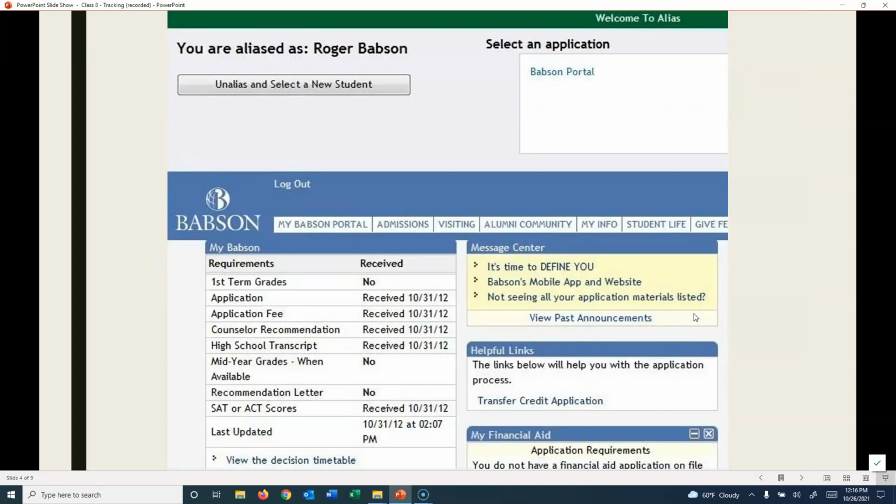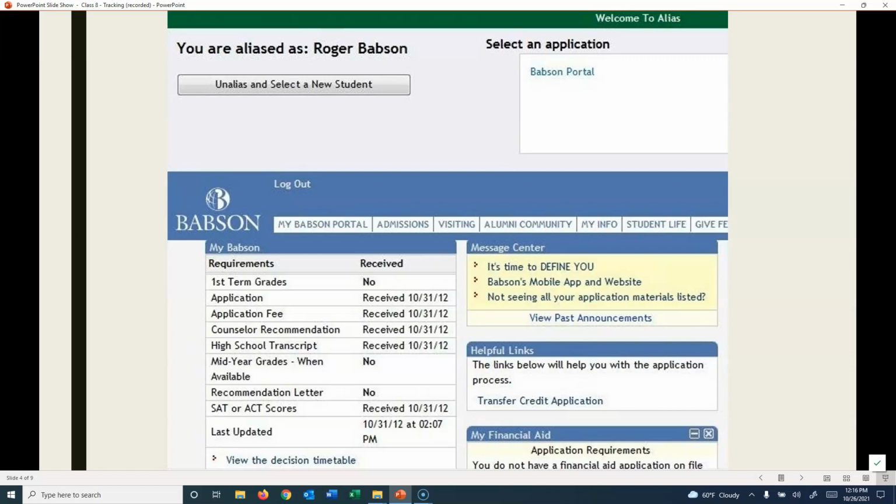This is Babson College up in Massachusetts. Similar kind of thing. There's your My Babson Portal. Here's all the information, all the documents coming in. Okay, counselor rec on the 31st. Again, mid-year grades. Mid-year grades are really first trimester grades, and those will be available in December, really in January.